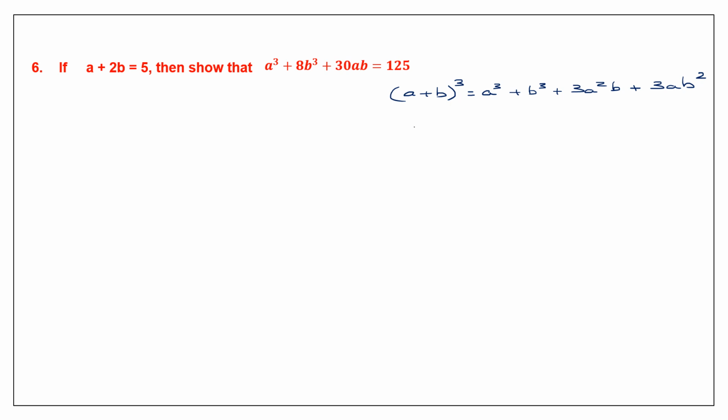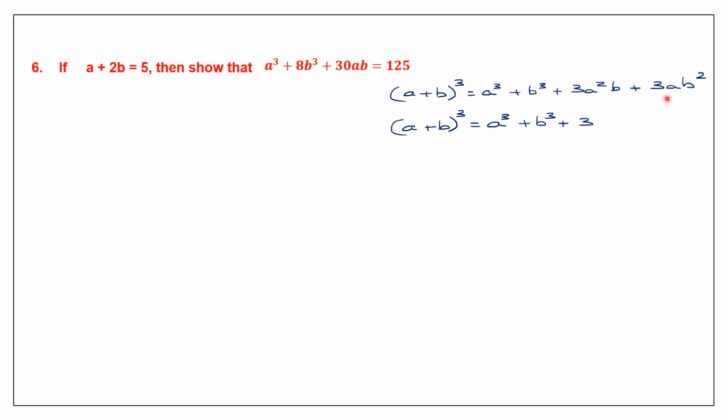Let me take this again, a plus b the whole cube. Another way of expanding this is a cube plus b cube. Now we are going to look at these two and take out the common factor. Can you see 3 is common? So I'm going to take that 3 outside. That means I'm going to put the rest in brackets. So I have taken 3 here.